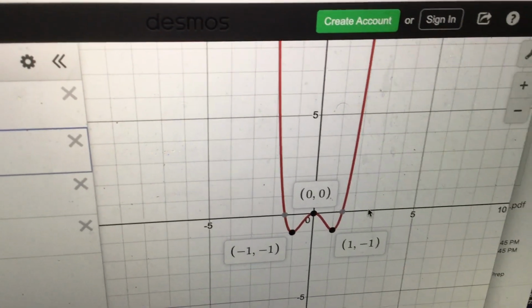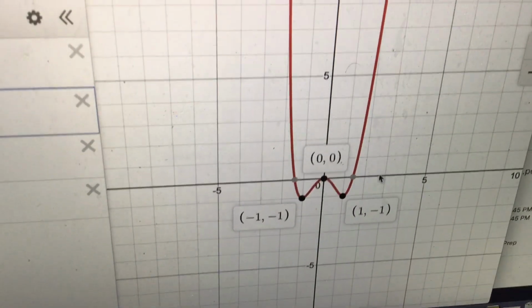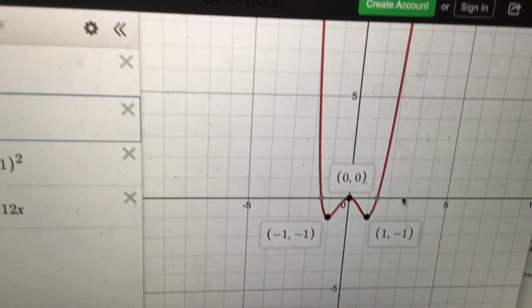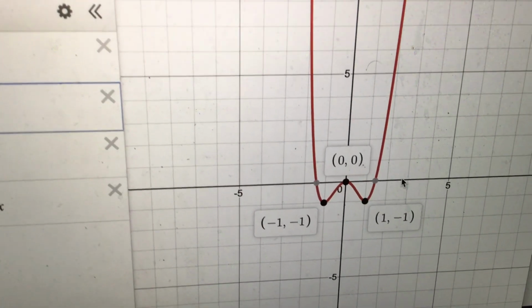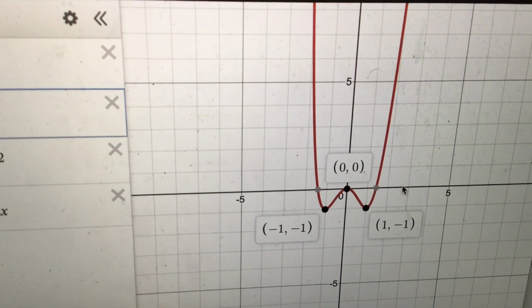Okay, in the next video, we're going to look at these 3 problems and we're going to explore how do we know without graphing that these are the local minima and local maxima.